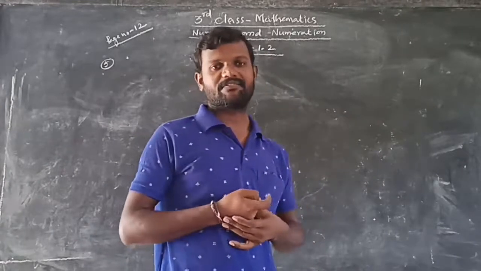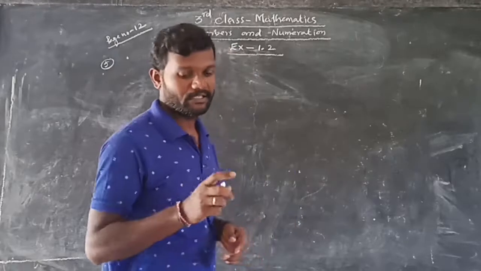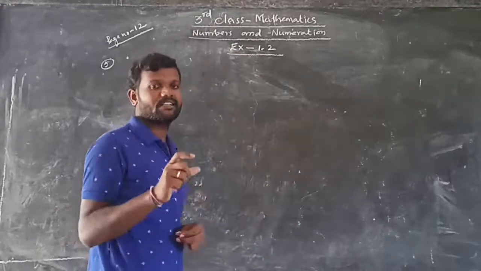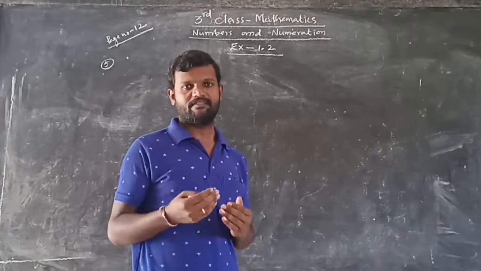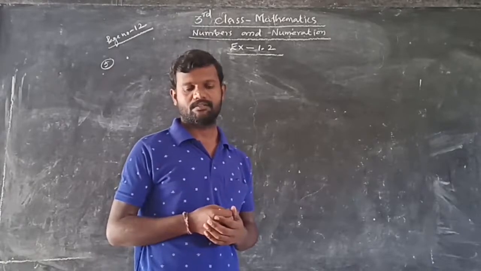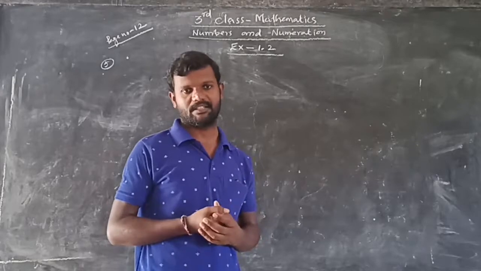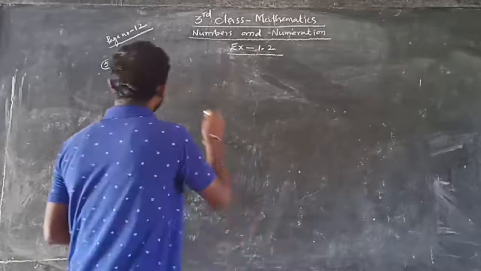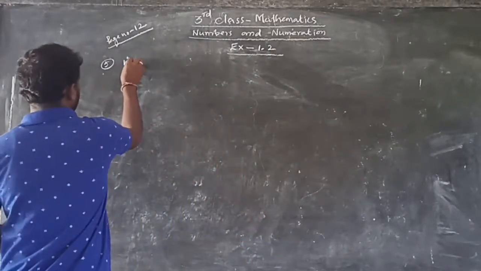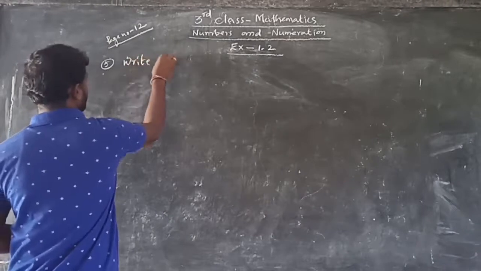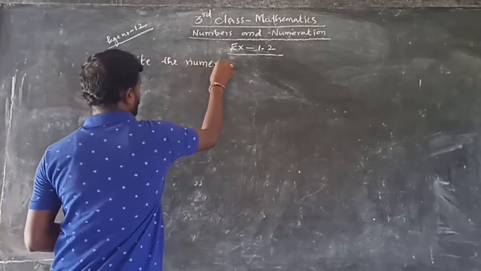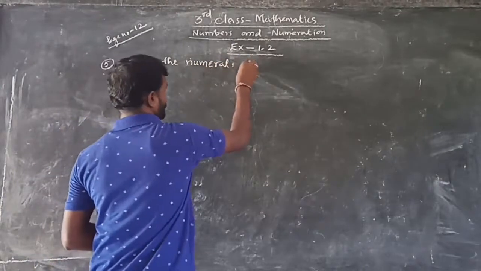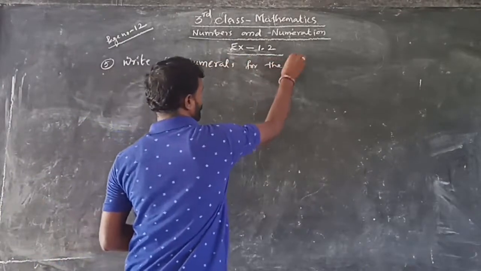Write the numerals for the following. Numeral means nothing but a number you have to write. So the expanded form is given in the questions, and we have to write the numbers for that. Okay, what is the fifth bit? Write the numeral for the following.